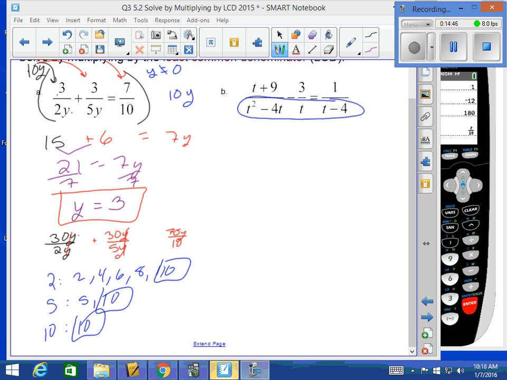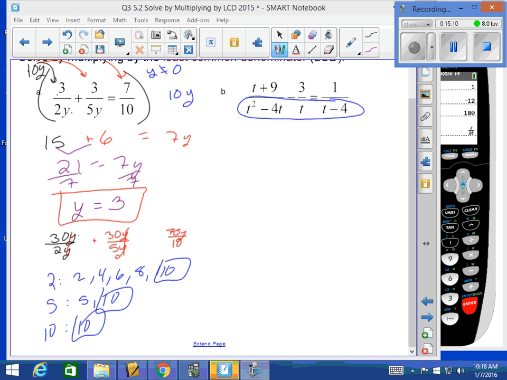When your denominators contain a binomial, a trinomial, more than a single term, like this one where it's separated by subtraction, we want to make sure every term is first factored. So looking at the t squared minus 4t, this is not factored. So I want to get that one factored first. So what would be the GCF on this one?